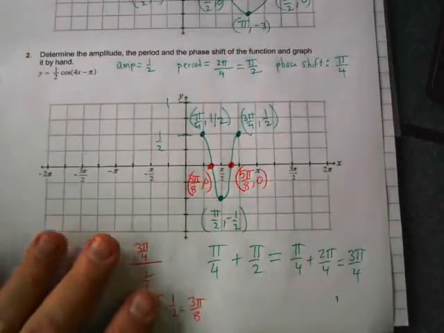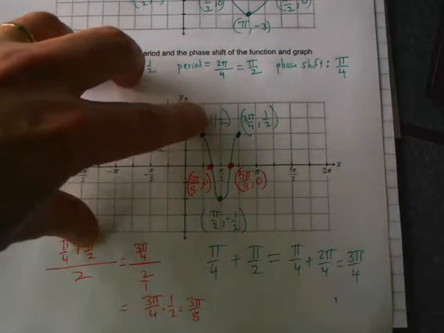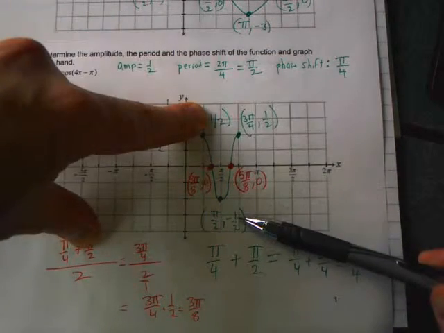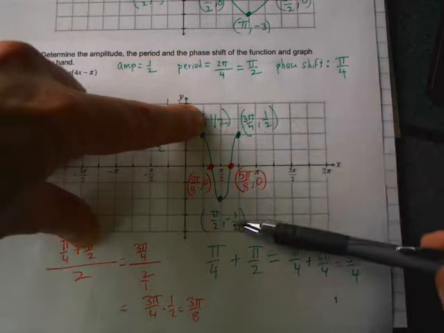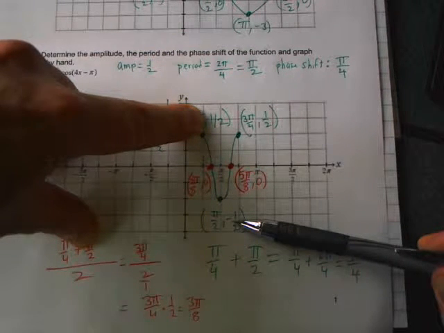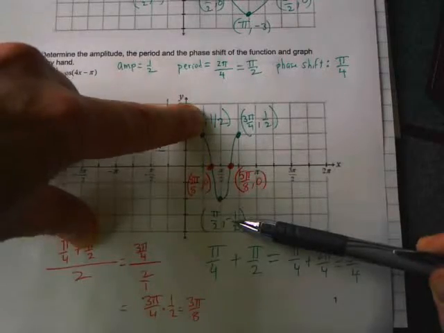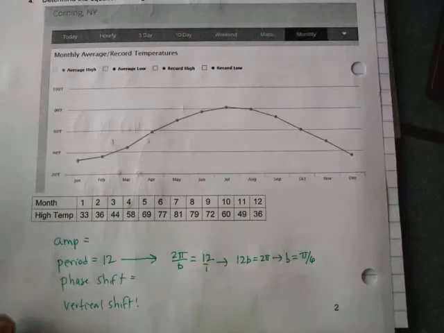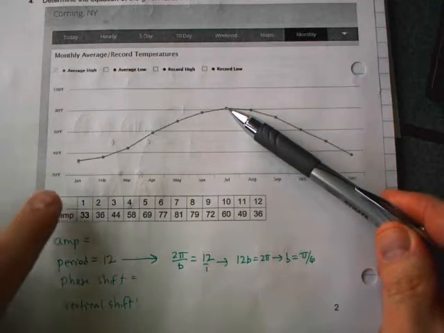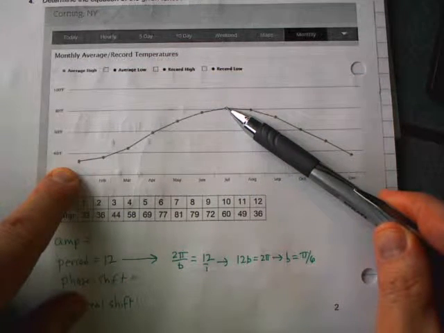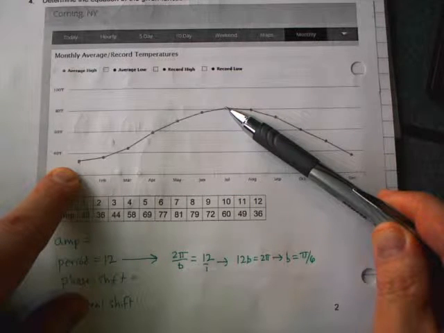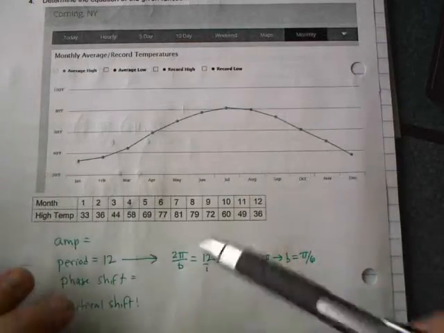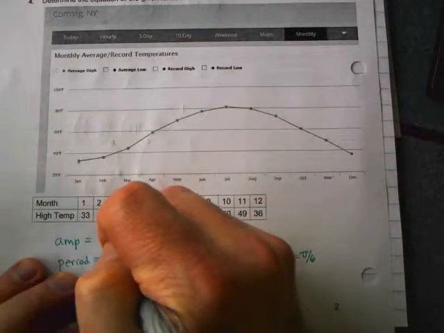Let's go back to this cosine graph that we drew a minute ago. This had a high point of 1/2 and a low point of negative 1/2. So what's the distance between the high point and the low point? 1. But what was the amplitude? Half of that. So to find the amplitude, you take the high point, which is 81, you take the low point, which is 33, you subtract them, that's 48, but your amplitude is only half of that. So your amplitude is 24.